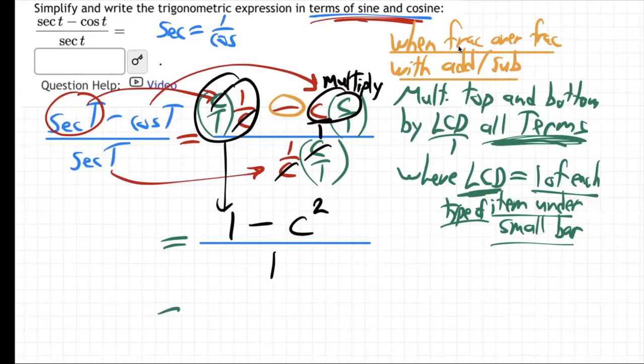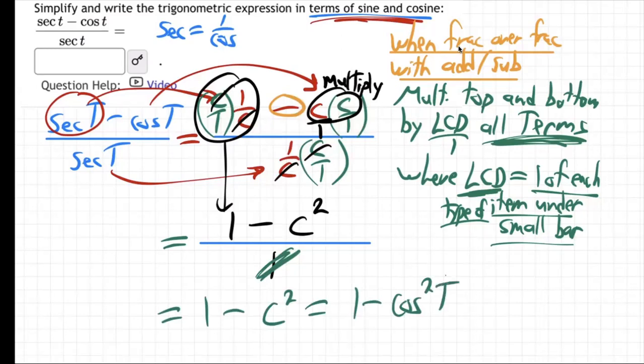Well, that leaves us with 1 minus C squared. That 1 on the bottom, you can just get rid of it, right? Dividing by 1 doesn't do anything. So get rid of that. So that's equal to 1 minus cosine squared of t. And that's our answer, right?